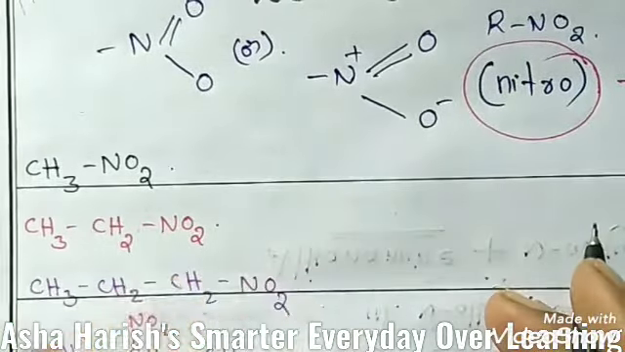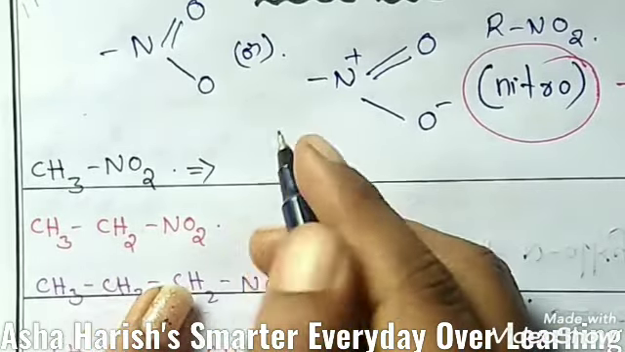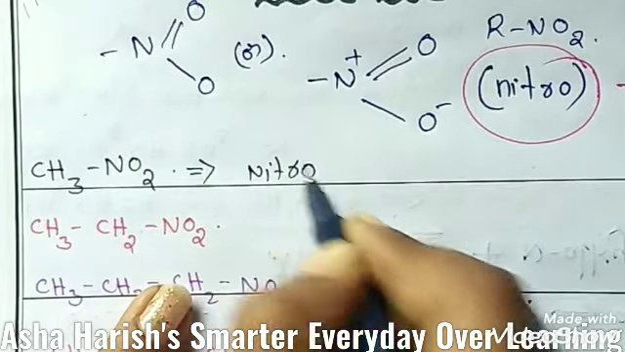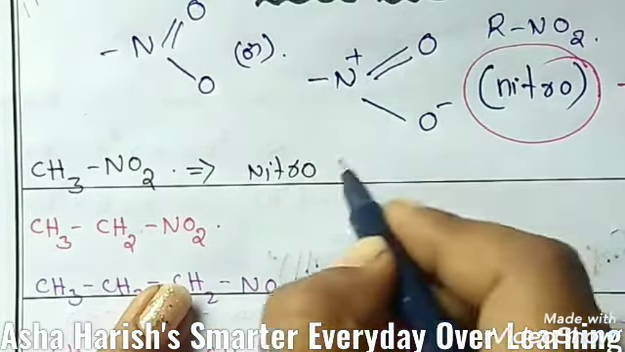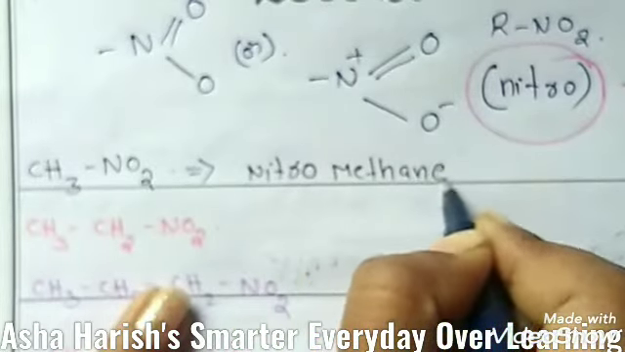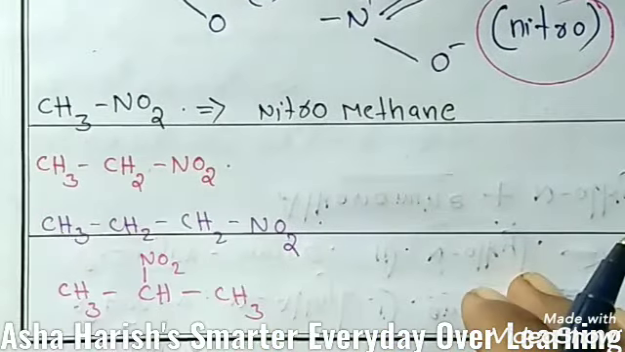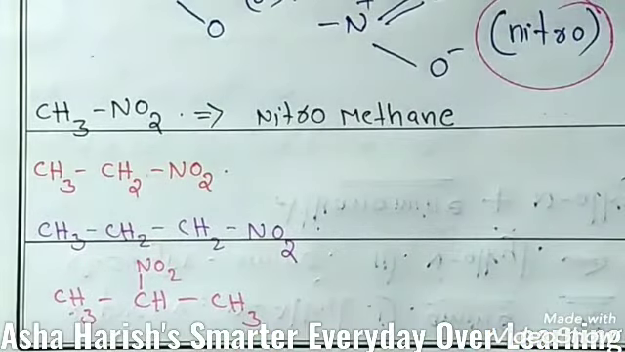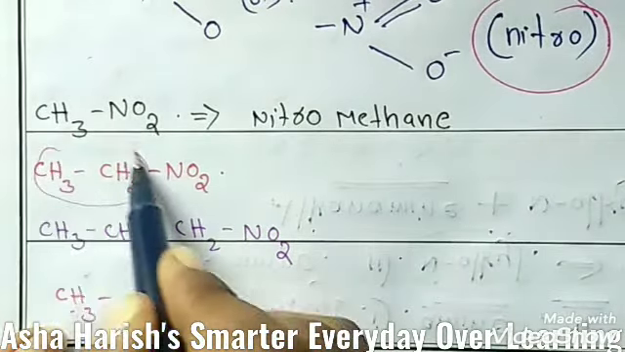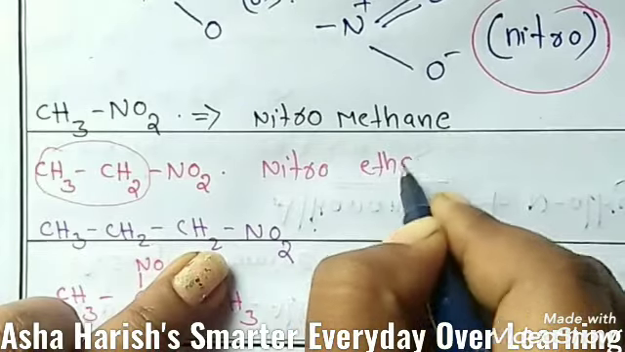The first example, CH3NO2. The IUPAC name we can directly call nitromethane. Nitro is the prefix here, nitromethane. So this is the methyl group. Okay, and see the second example here, CH3CH2NO2. So this is an ethyl group, okay, then nitroethane.